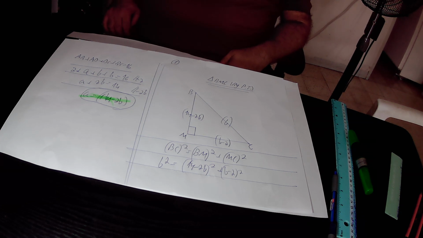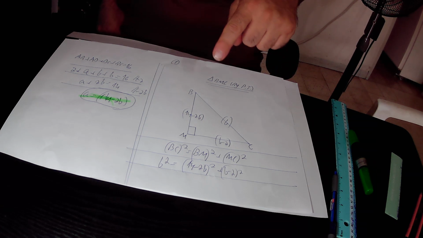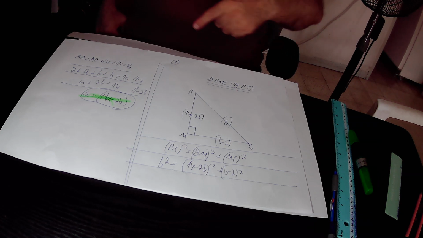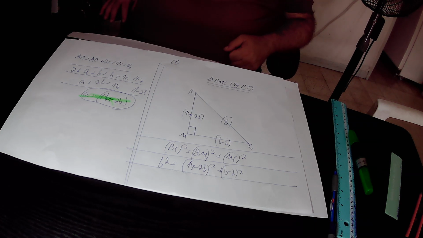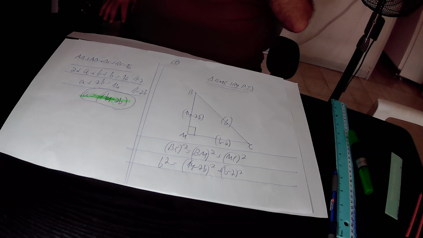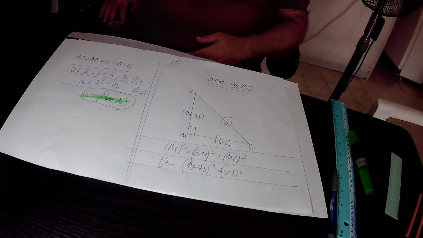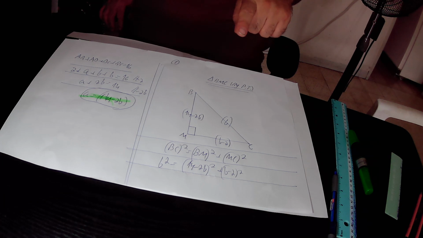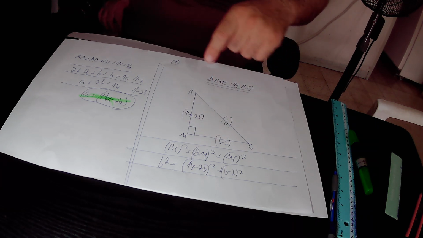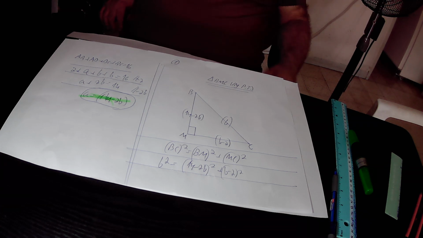In this right triangle BMC, according to the Pythagoras theorem, BC squared, that is the square of the hypotenuse, equals BM squared plus MC squared. BC is b, therefore BC squared is b squared, and it equals BM squared. BM is 14 minus 2b, therefore BM squared is (14 minus 2b) squared, plus MC squared. MC is b minus 2, therefore MC squared is (b minus 2) squared. So in total, b squared equals (14 minus 2b) squared plus (b minus 2) squared.